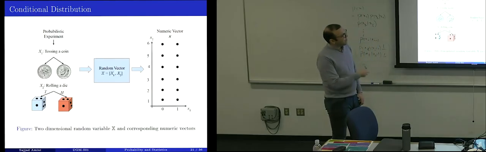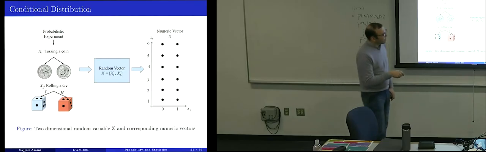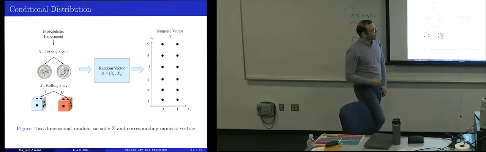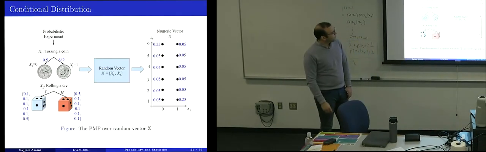The random vector maps you from your sample space into a numeric space. For x1, I have two states, 0 or 1, because it is binary, like tossing a coin. For x2, I have 6 different states because it is rolling a die. It's based on the result of the coin.